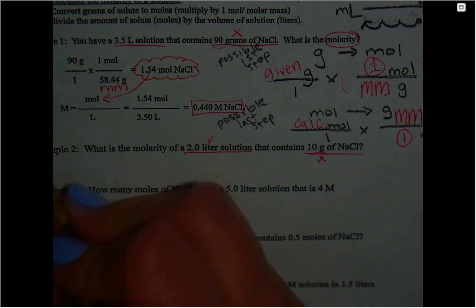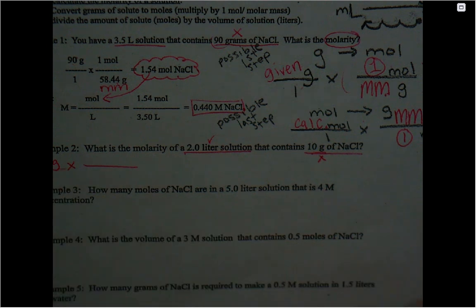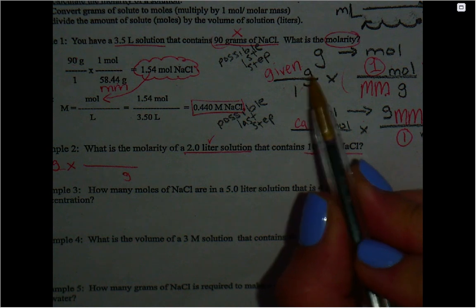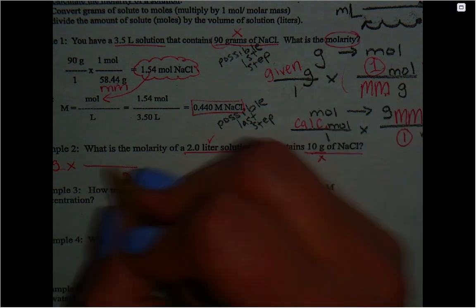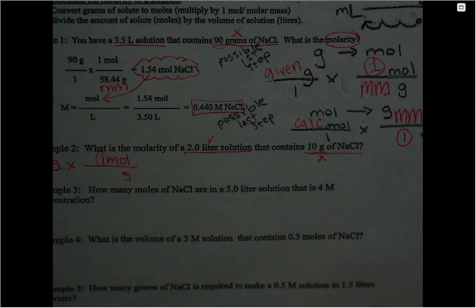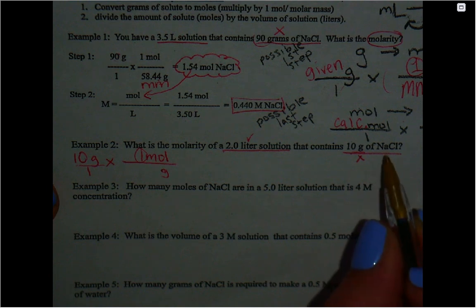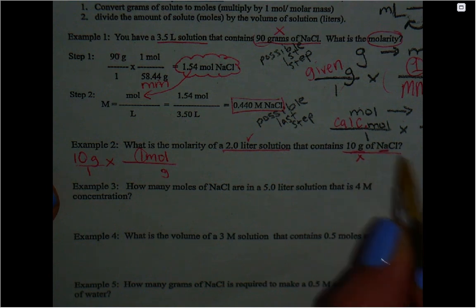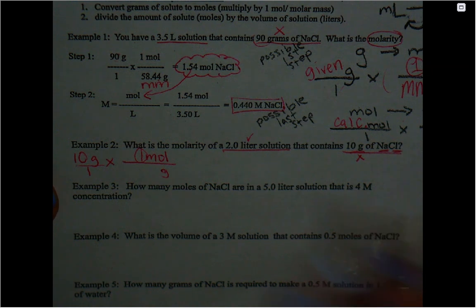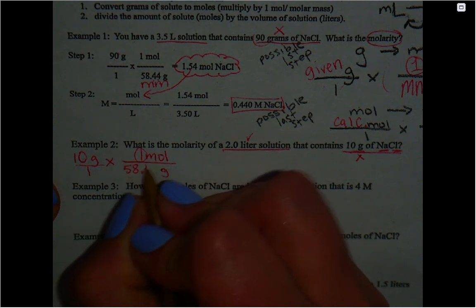So I'm going to say 10 grams times, in a line, over 1. I'm bringing my words down to the right. Looking here, it says given grams, 1 over the molar mass. So 1 mole over the molar mass. The molar mass of sodium chloride means I look at a periodic table and add together a sodium plus a chlorine. They already gave us that answer in the previous problem: 58.44 molar mass.